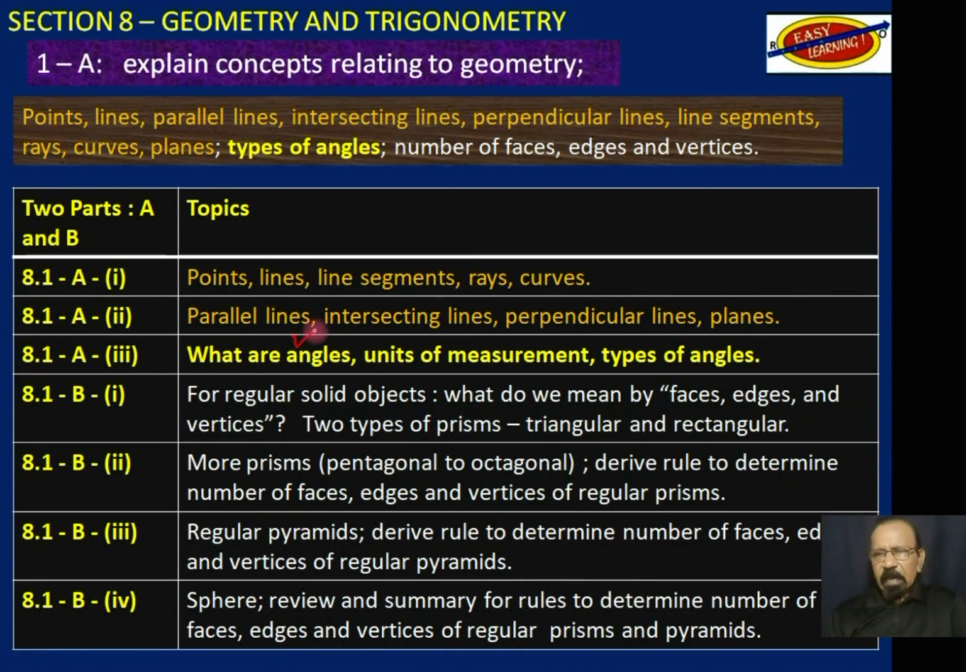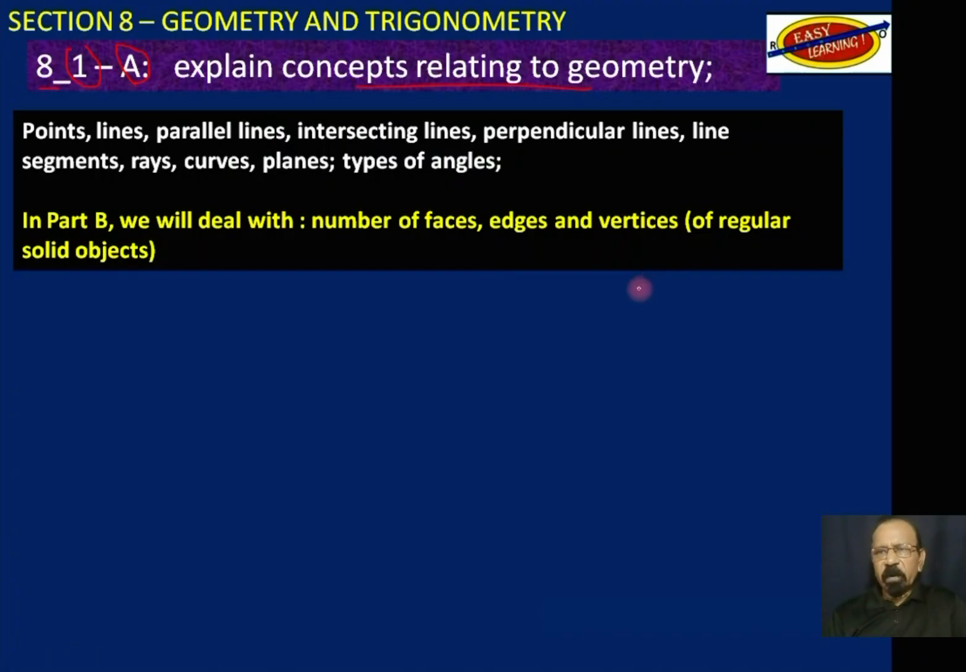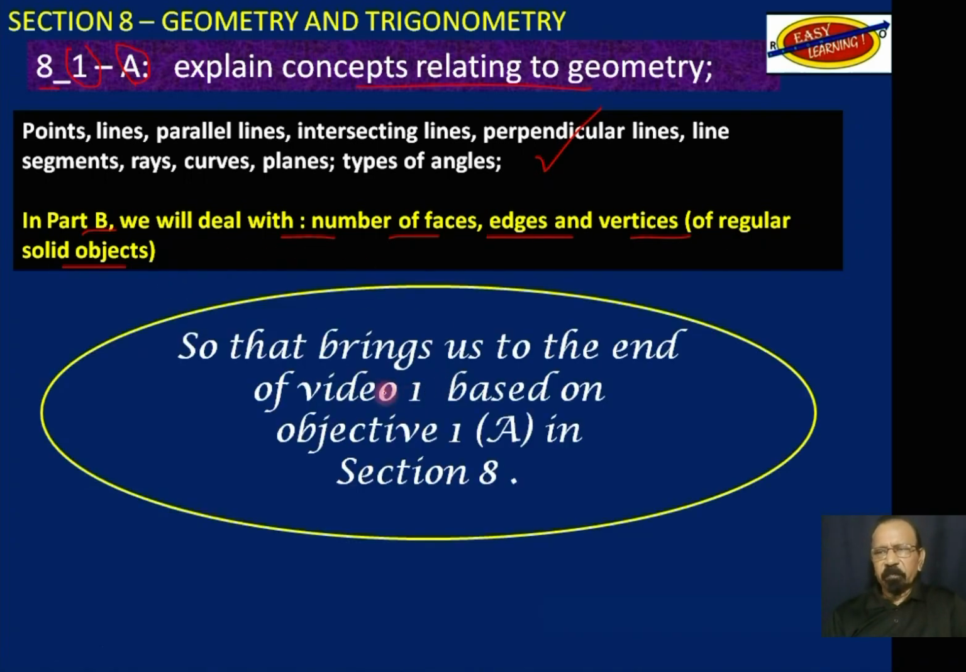So we just looked at angles, units of measurement, and types of angles. So part A of objective 1 in section 8 explained concepts relating to geometry, and we looked at a few concepts, these up here. In part B, we will deal with some others like number of faces, edges, and vertices of regular solid objects. So that brings us to the end of video 1 based on objective 1A in section 8.